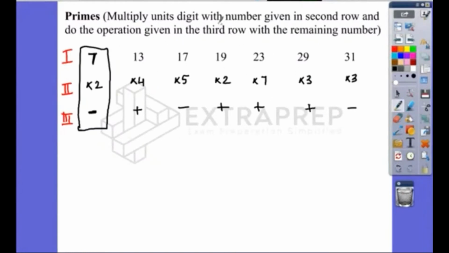Multiply units digit with number given in the second row. You'll multiply the units digit with the number given in the second row and do the operation given in the third row with the remaining number. So you'll do the operation. For 7, you subtract from the remaining number. For 13, you add to the remaining number. For 17, you subtract from the remaining number. For 19, you add.